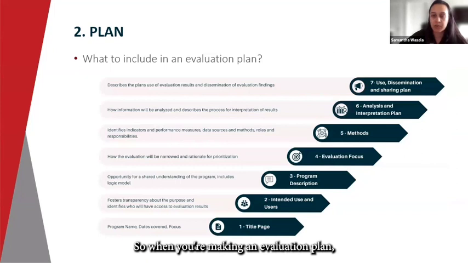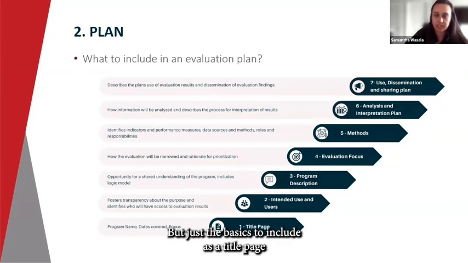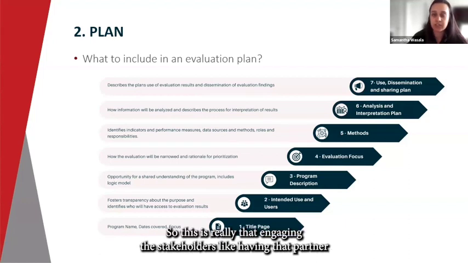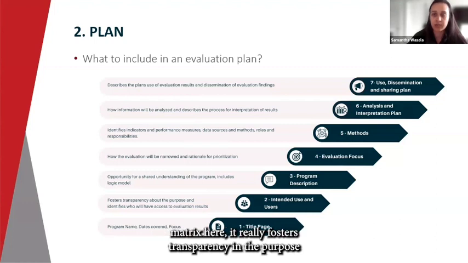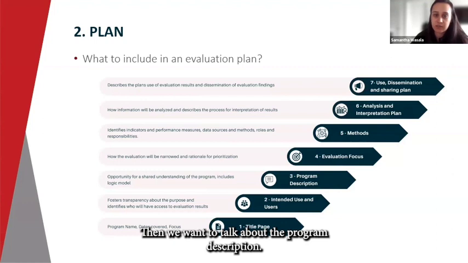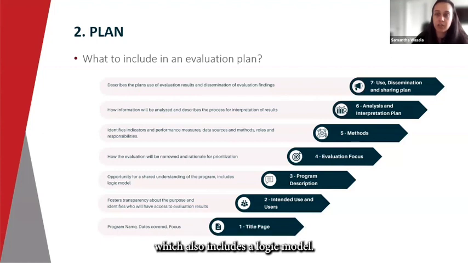So when you're making an evaluation plan, it is a formal document, but it's a document that could change at any time whenever your program changes. Each program year is very advisable, but just the basics to include is the title page about your program, intended use and users. So this is really that engaging the stakeholders, like having that partner matrix here. It really fosters transparency in the purpose and identifies who will have access to these evaluation results. Then we want a section about the program description. So really having a fundamental understanding of your program, which also includes a logic model. The evaluation focus.